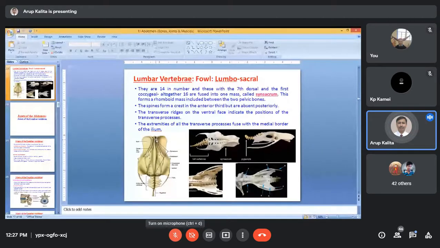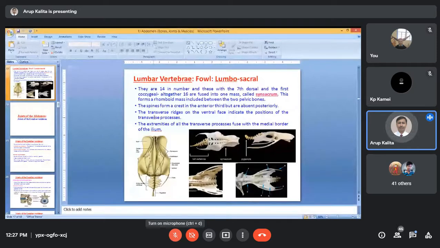The spines form a crest in the anterior third, but are absent posteriorly. This crest is very prominent anteriorly. This is the anterior side, and posteriorly it is less prominent.